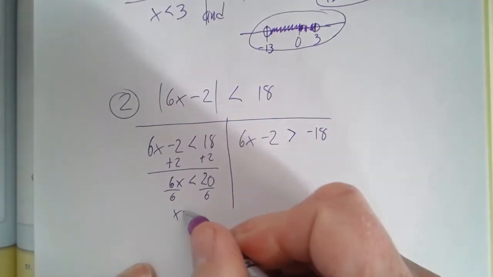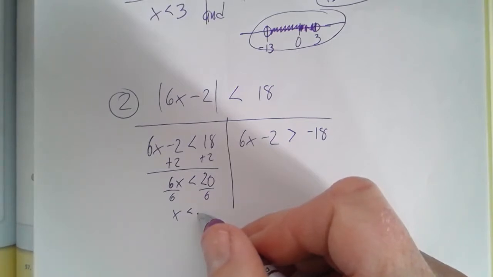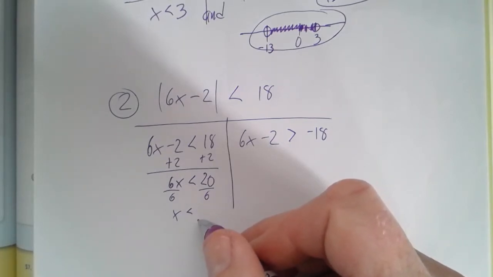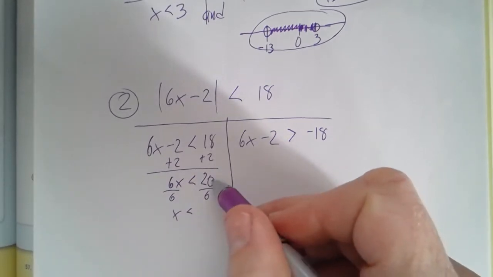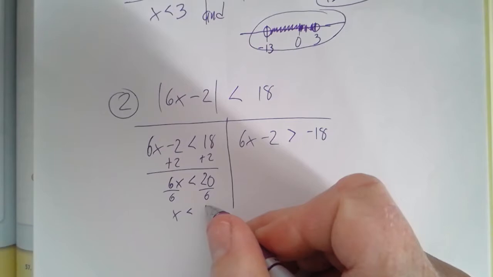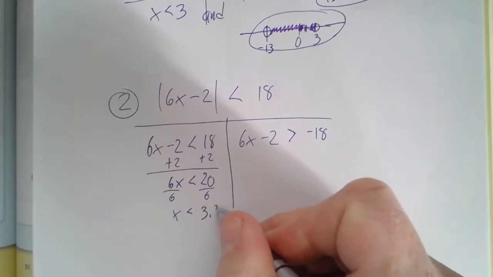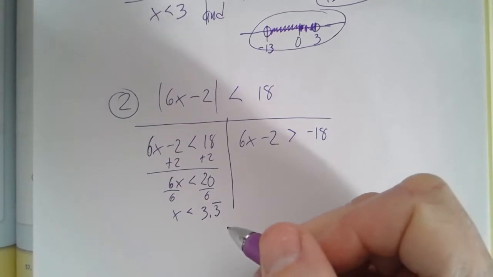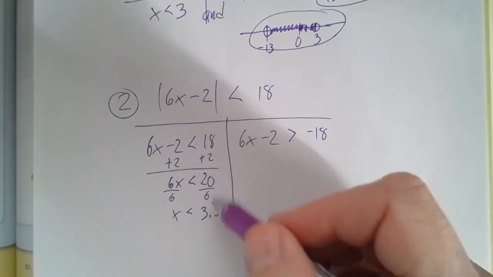So we get x is less than, and unfortunately that doesn't work out perfectly, does it? So it goes in there 3 times with 2 left over. So that would be 3.3 repeating. You guys like repeating decimals. So it's 3.3 repeating, or 3 and 2/6, which is 3 1/3.